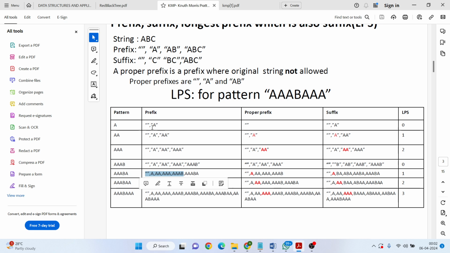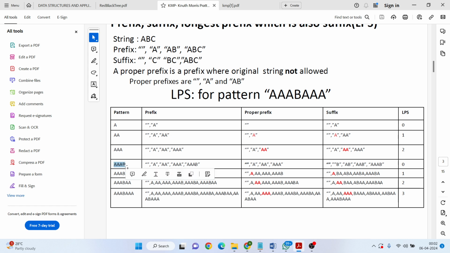Next, suffix. The reverse of prefix is the suffix. Anyway, for only one character, it is null and that character. In this case, two characters. So the thing is that you have to start from the end, but while writing the string, you have to write as usual. That means null, A, then AA. So this will be the more proper one. First is null. Anyway, I have to include that null. The last character B, then AB, then AAB, then AAAB.